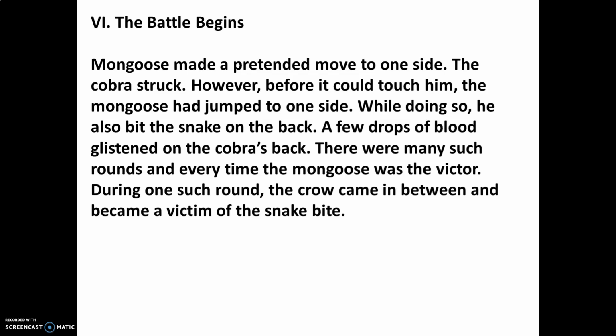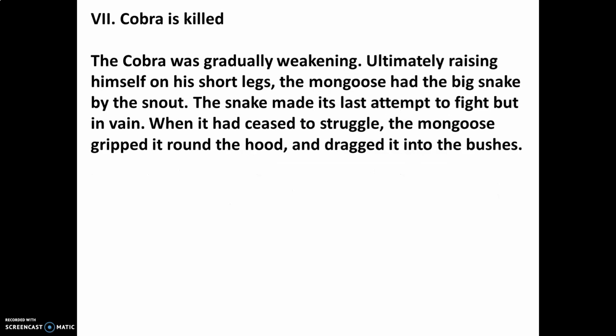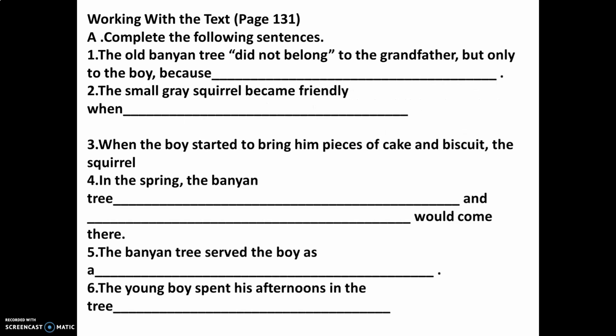During one such round, the crow came in between and became a victim of the snake bite. Cobra was killed. The cobra was gradually weakening, ultimately raising himself on his short legs. The mongoose had the big snake by the snout. The snake made its last attempt to fight, but in vain. When it had ceased to struggle, the mongoose gripped it round the hood and dragged it into the bushes.